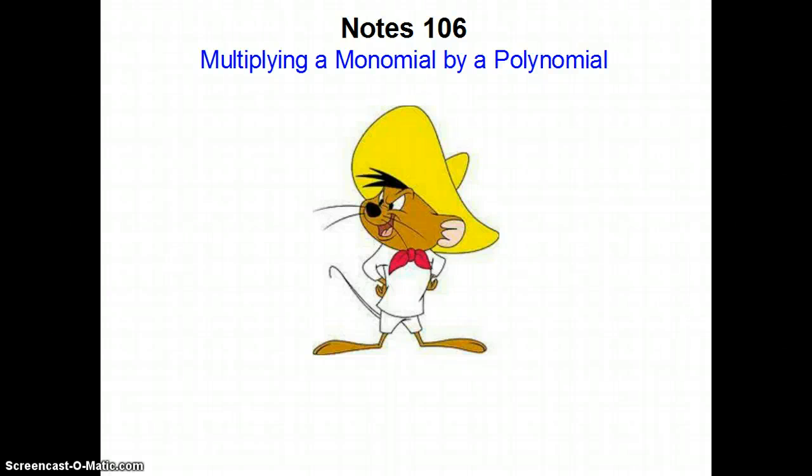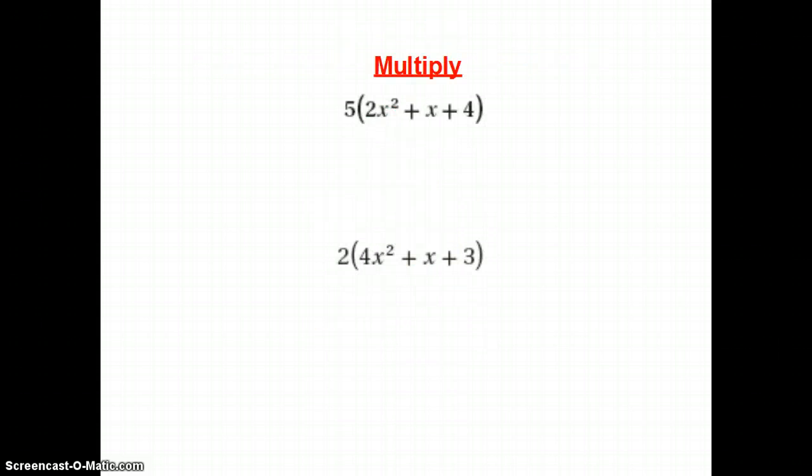Hello, today we're going to be discussing multiplying a monomial by a polynomial. Previously we've discussed multiplying monomials by other monomials, but now we're going to expand that a little bit and multiply by a polynomial, or something with more than just one term. The most basic example would be simply something like this, where all we need to do is apply the distributive property in a way that we already know how.